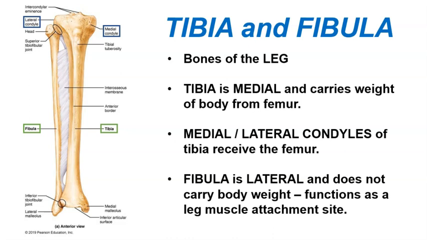The fibula is the lateral bone of the leg, and it does not directly connect with the femur, and it also does not form any part of the knee joint. It is too thin to actually carry body weight, and so instead it functions as a site of attachment for many leg muscles.